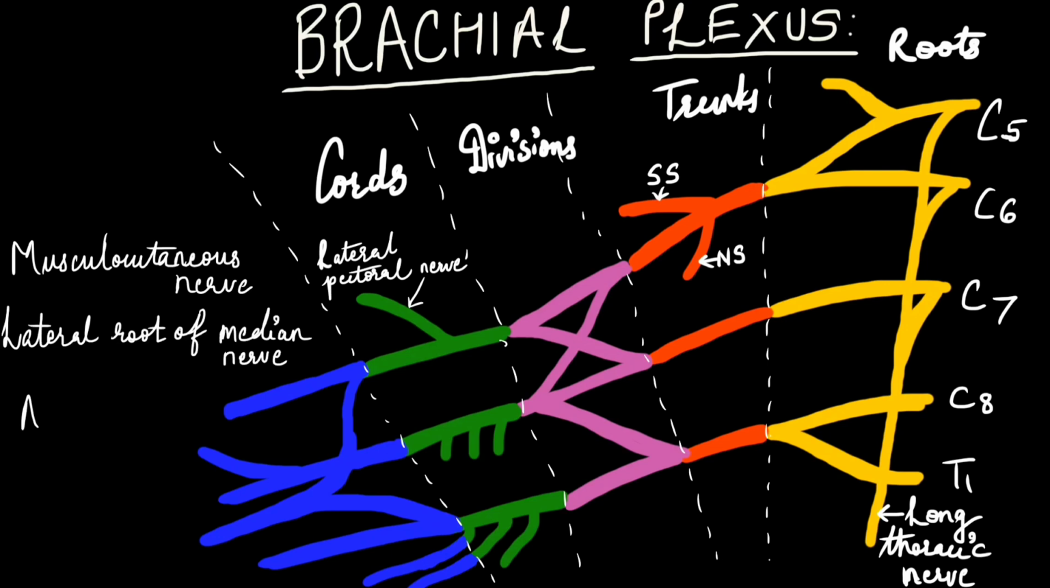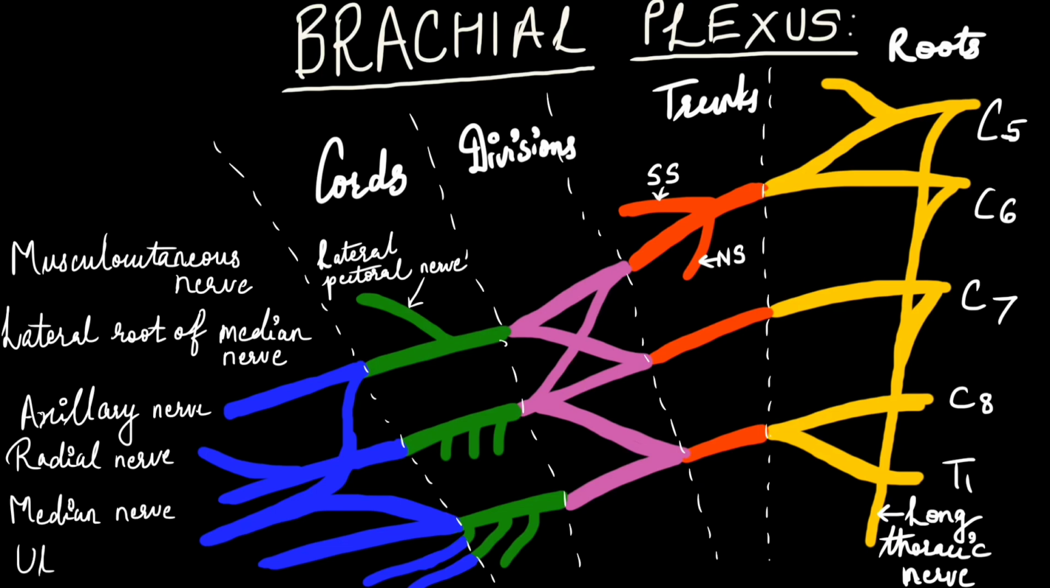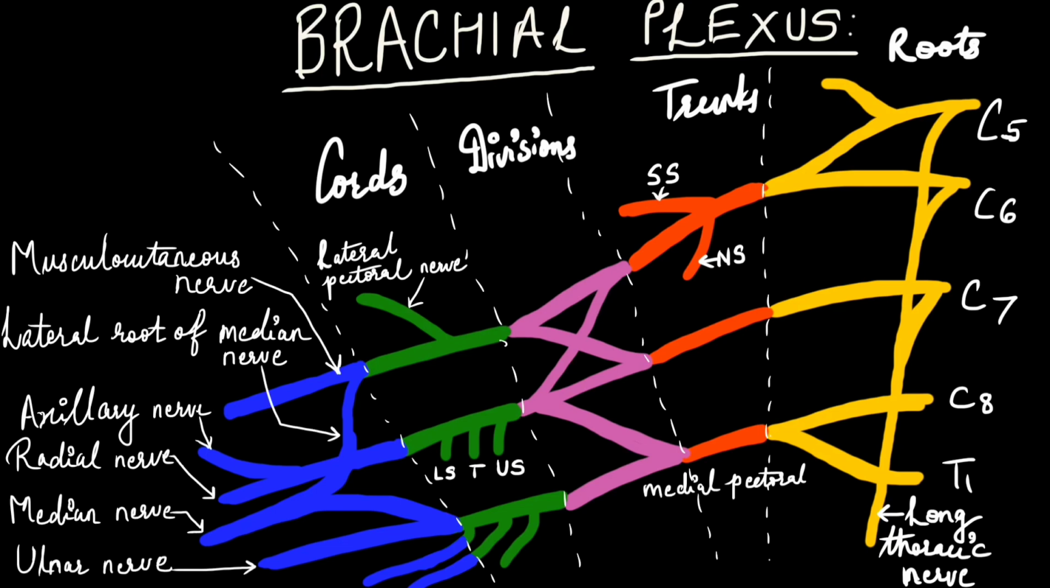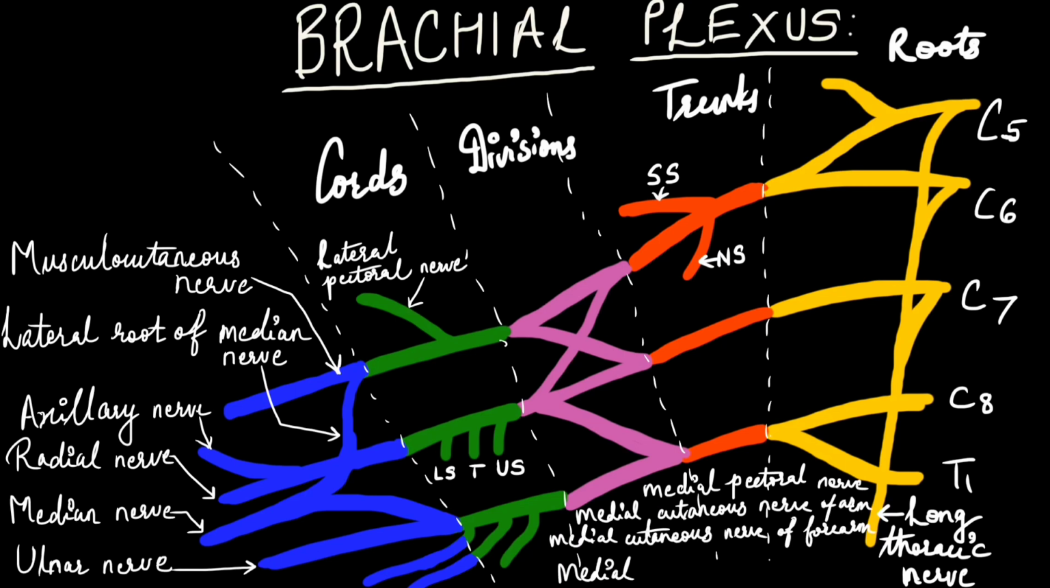Each trunk, 3 in number, divides into ventral and dorsal divisions, which ultimately supply the anterior and posterior aspects of the limb. These divisions join to form cords. The lateral cord is formed by the union of ventral divisions of the upper and middle trunks, 2 divisions. The medial cord is formed by the ventral division of the lower trunk, 1 division. The posterior cord is formed by union of the dorsal divisions of all the 3 trunks, 3 divisions.